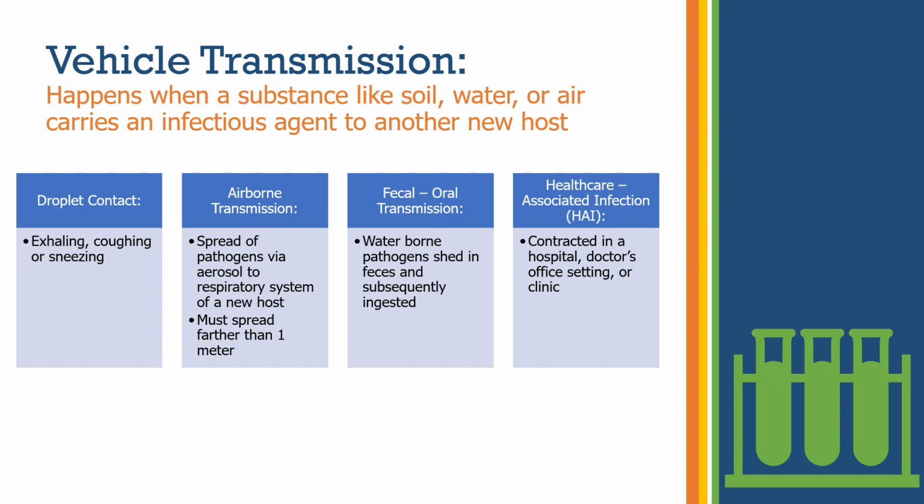Vehicle transmission can happen in a few different ways. Firstly, through droplet contact. This can happen through exhaling, coughing, or sneezing. Secondly, through airborne transmission, which is the spread of pathogens via aerosol into the respiratory system of a new host. This must spread farther than 1 meter. Thirdly, through fecal-oral transmission. This is through waterborne pathogens, which are shed in feces and subsequently ingested. Lastly, through healthcare-associated infection, also referred to as HAI. This can be contracted in a hospital, doctor's office setting, or clinic.